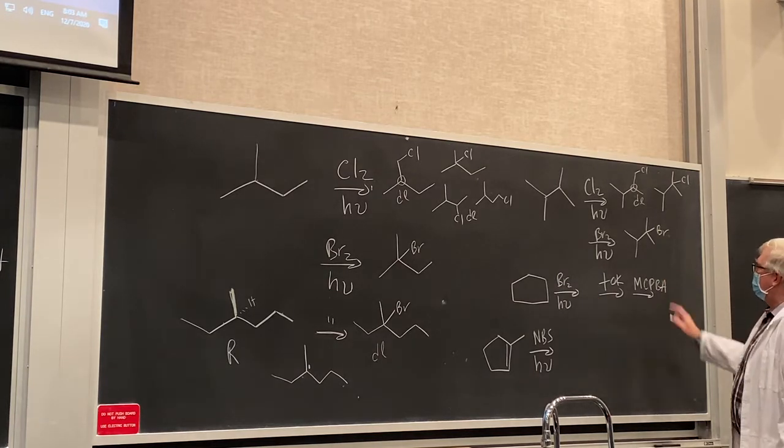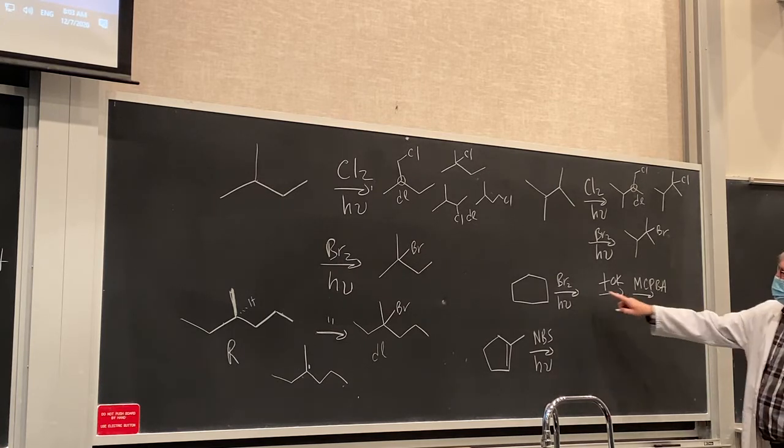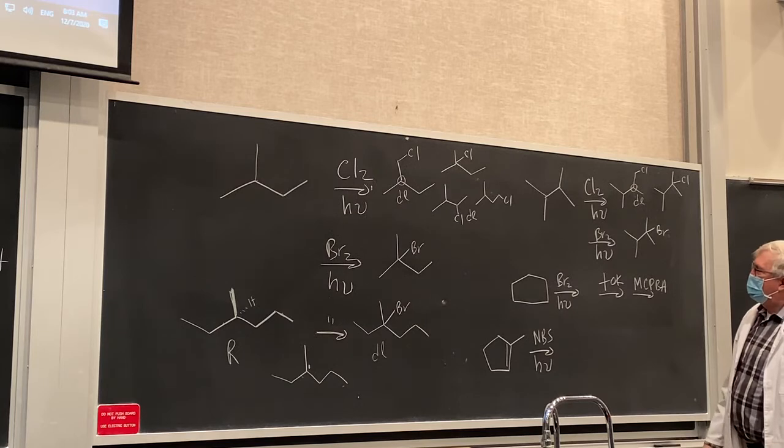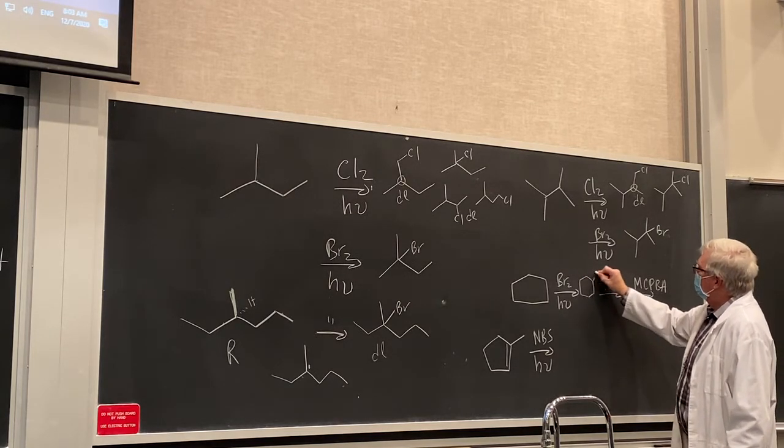Okay, here's a multi-step synthesis problem where you're given the reagents over the arrows and you're asked what the final product is. Well, here it's good to think about the intermediate products, right? So if we brominate, we'll get bromocyclohexane, right?